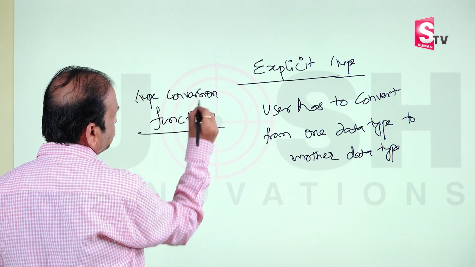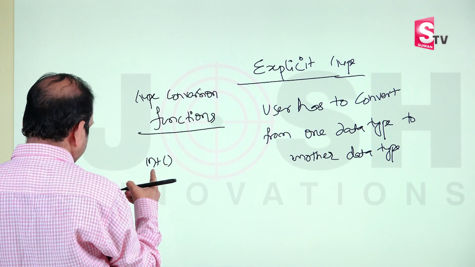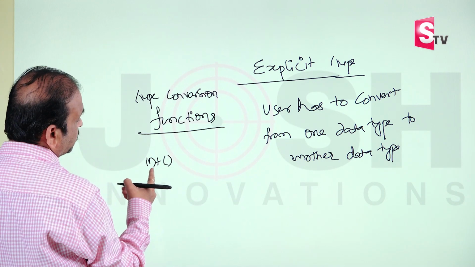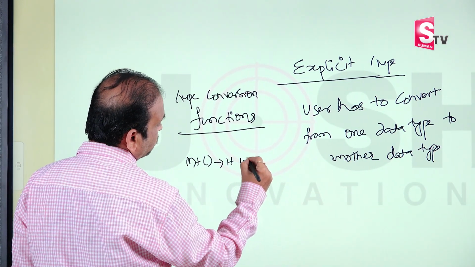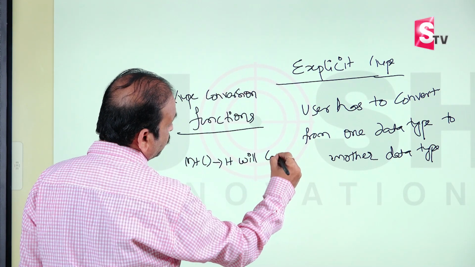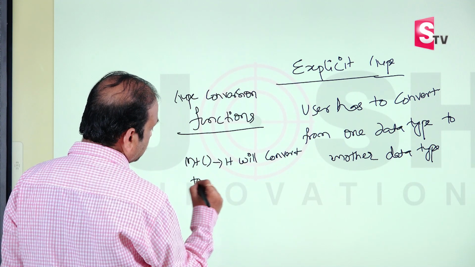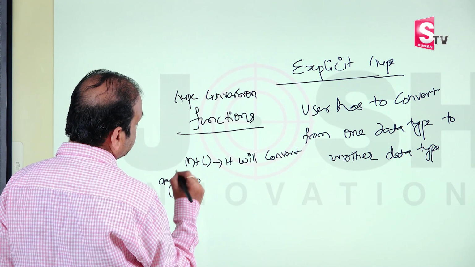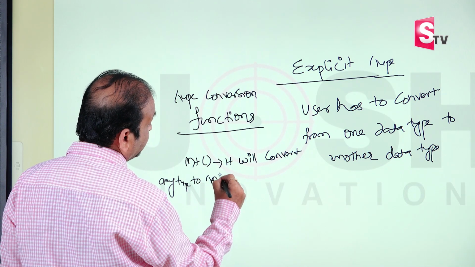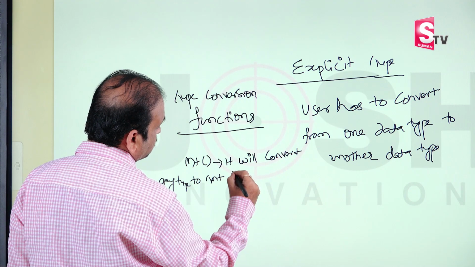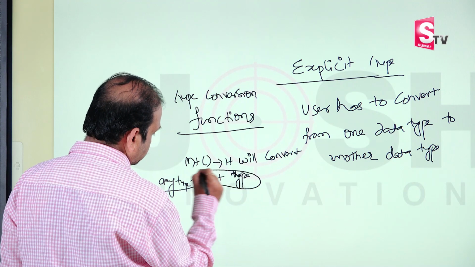So, we have some type conversion functions. For example, there is one function called the int function. This is not a data type, it is a function. What will this function do? It will convert any data type to integer type, or int type. This int function will convert any data type to integer type.